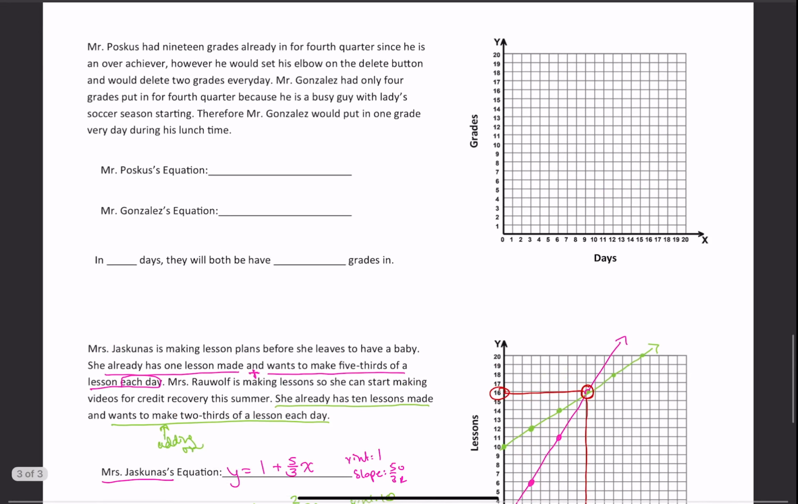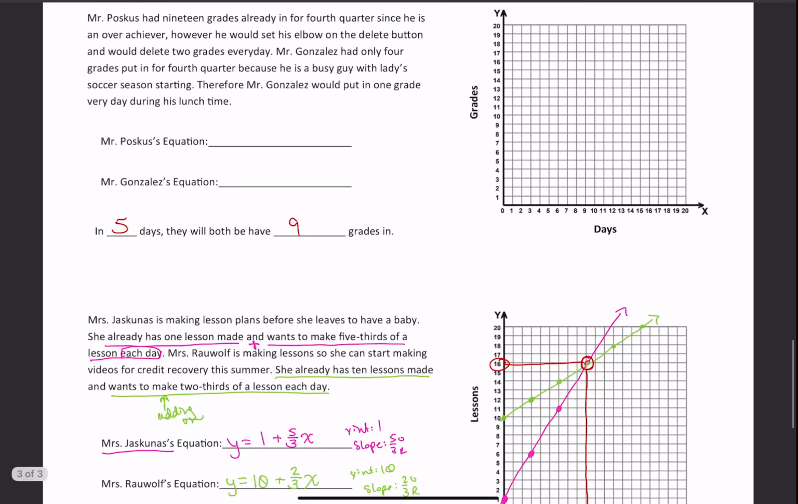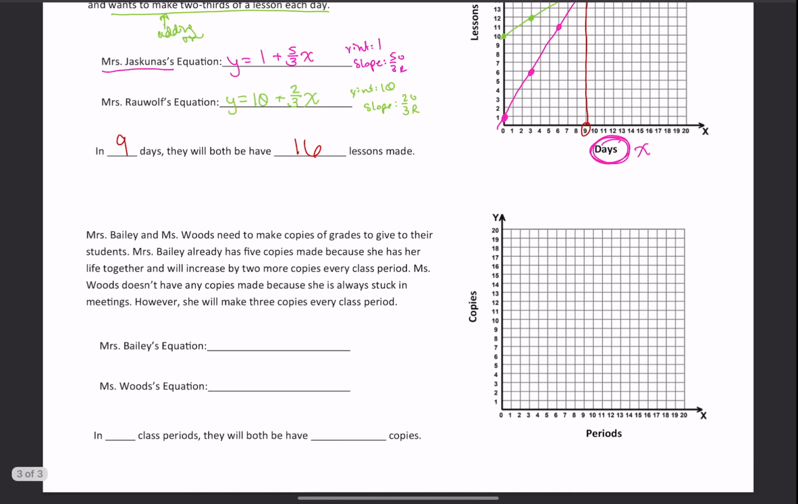In the one about Mr. Poskis and Mr. G, you should get in 5 days, they will both have 9. And you got to show all your work. Same with Miss Bailey and Miss Woods. Miss Bailey and Miss Woods, 5 class periods, they will both have 15 copies. Show all your work, show your graph, show your equations, so I see that you got this answer.